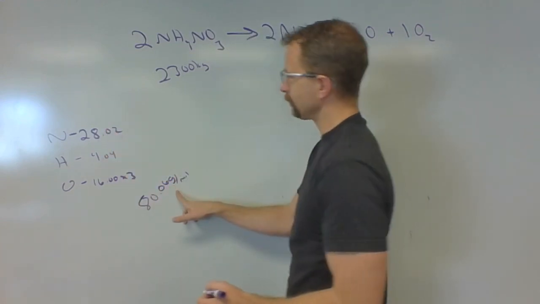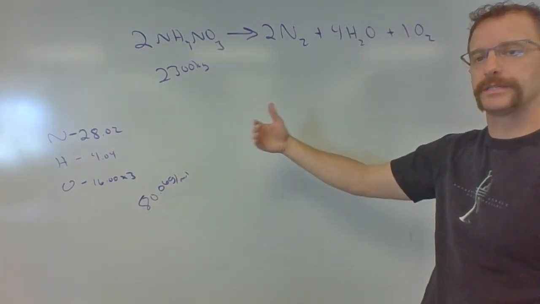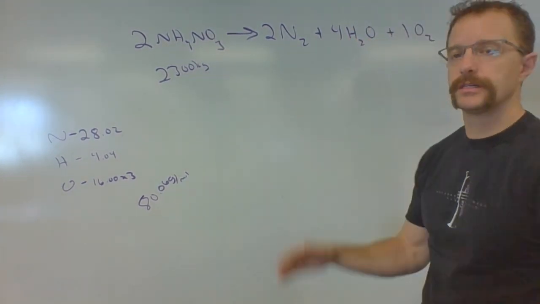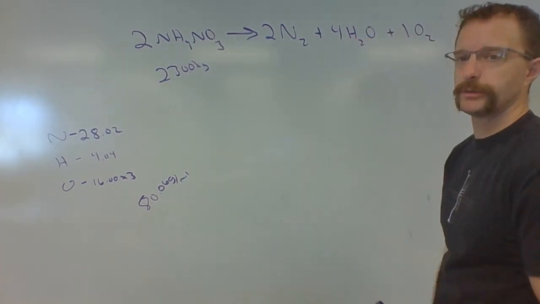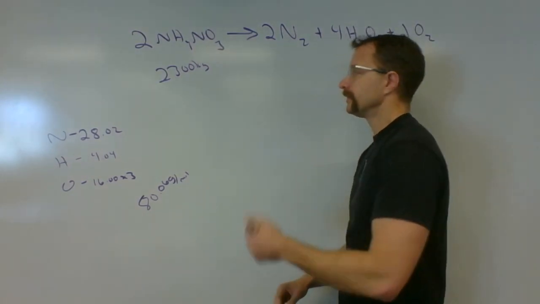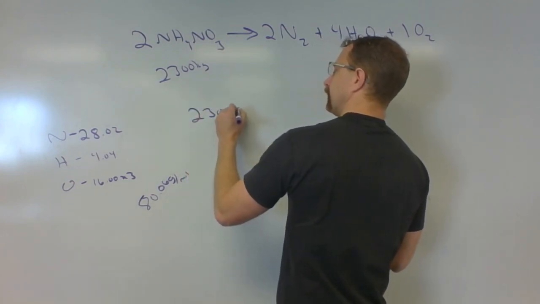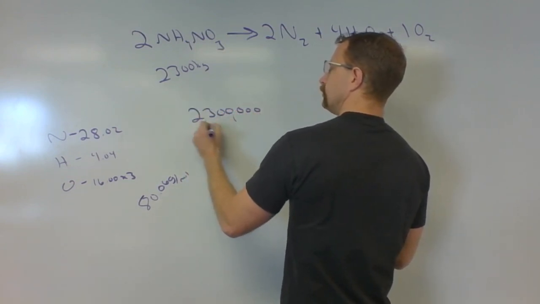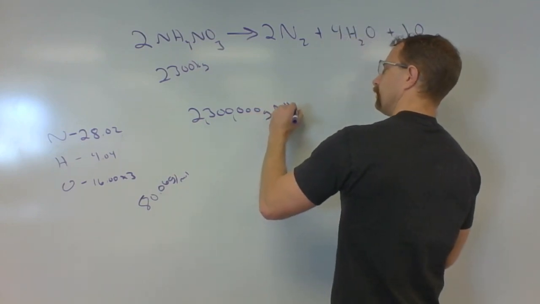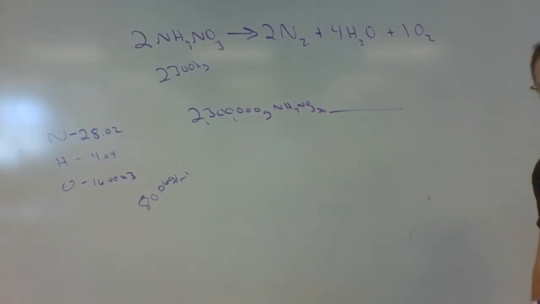Now notice that's grams per mole, not kilograms per mole. So I need to change my kilograms into grams. We can change kilograms into grams because we can just move the decimal place. How many places are we going to move the decimal place? 3, right? So 2,300 kilograms is 2,300,000 grams of ammonium nitrate. We can see that okay.